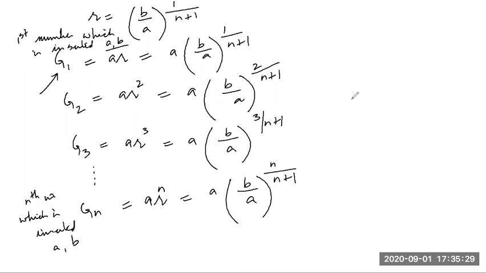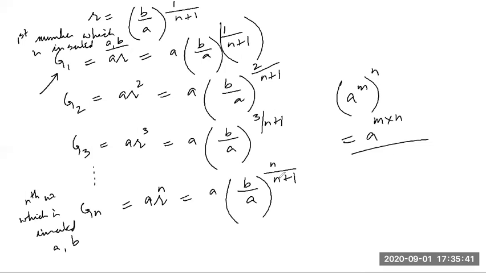So we're all getting this because of this basic formula. A raised to power m whole raised to power n is equal to A raised to power m into n. So 2 is getting multiplied by 1 by n plus 1, here 3, here n. So guys, this is how we get all the terms. All right. Now we go further in solving the question.